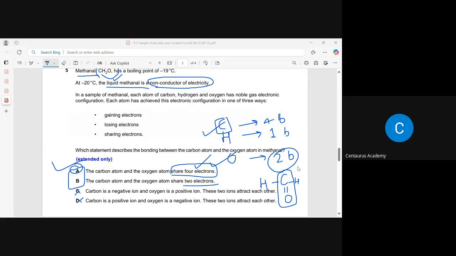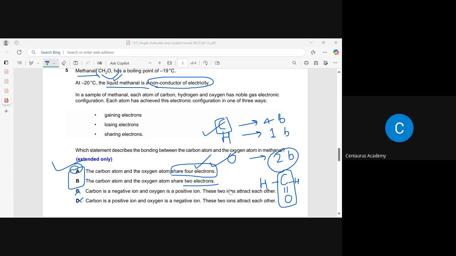Carbon can share 4 electrons, so 2 of its electrons are shared with oxygen, and the rest of carbon's electrons are shared with each hydrogen. Yes, that is right. But why then did you select B as your option choice, Zoya? Your explanation is completely correct, but your choice of option was wrong. Guess, Ryan. But doesn't it say the carbon and the oxygen only? So isn't B correct?